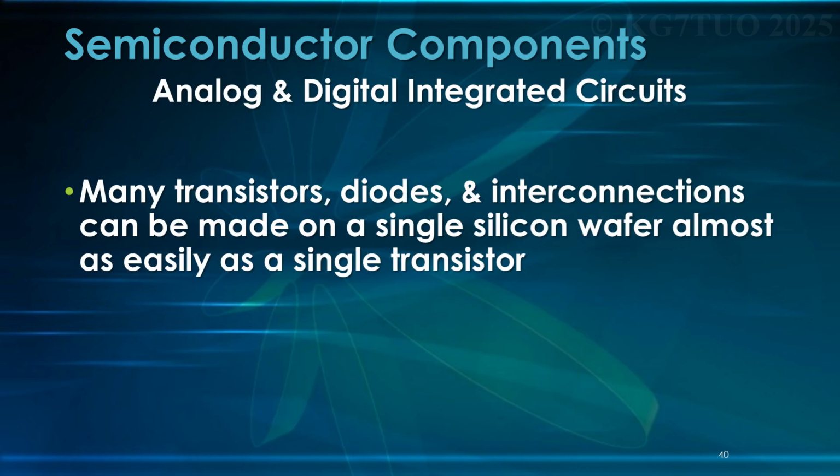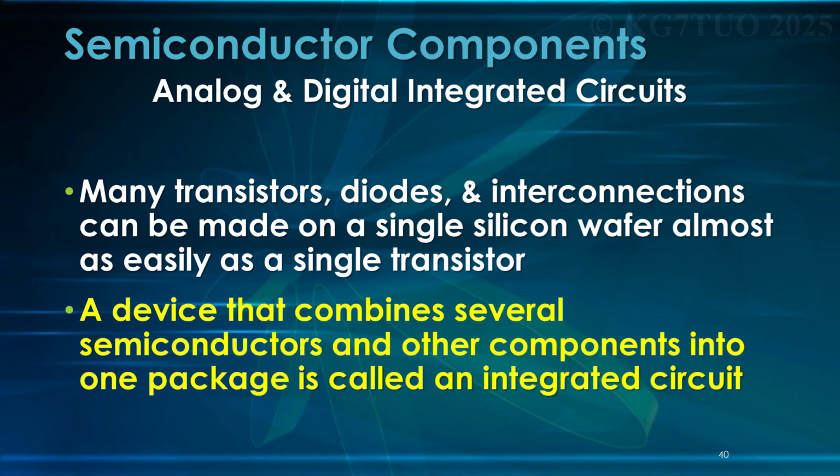Analog and digital integrated circuits: many transistors, diodes, and interconnections can be made on a single silicon wafer almost as easily as a single transistor, because robots. A device that combines several semiconductors and other components into one package is called an integrated circuit, or IC.